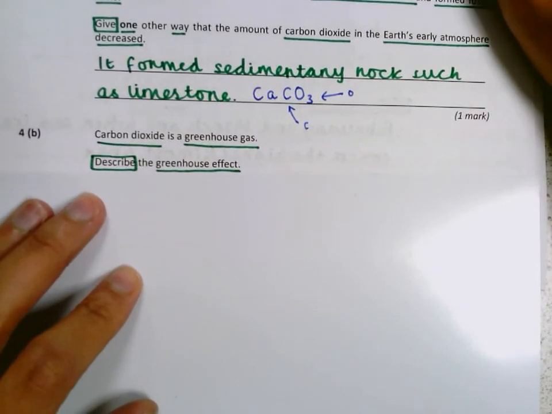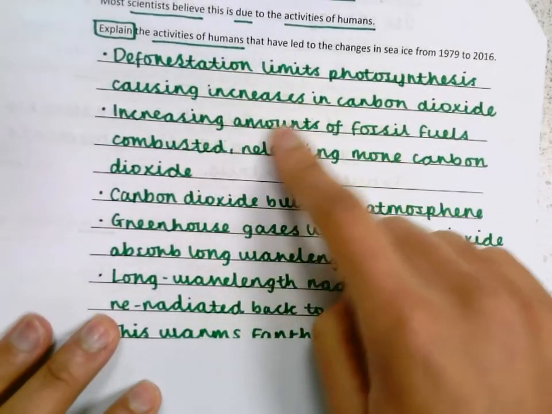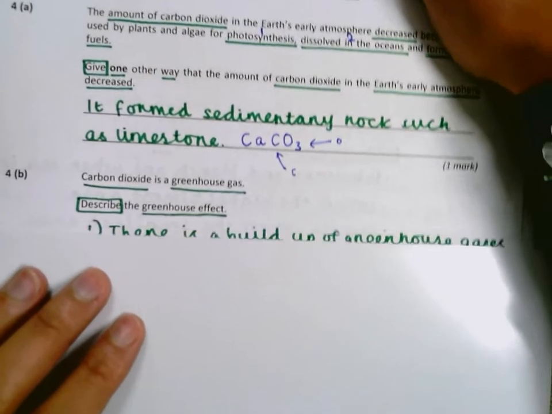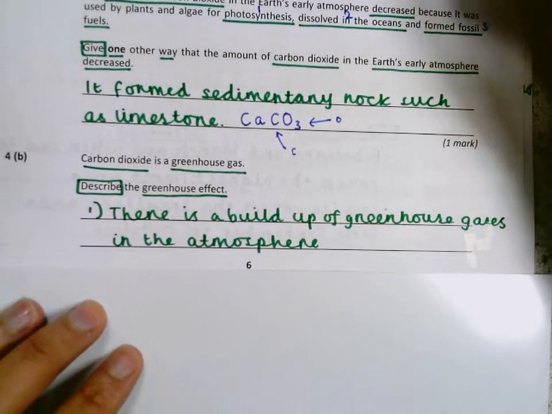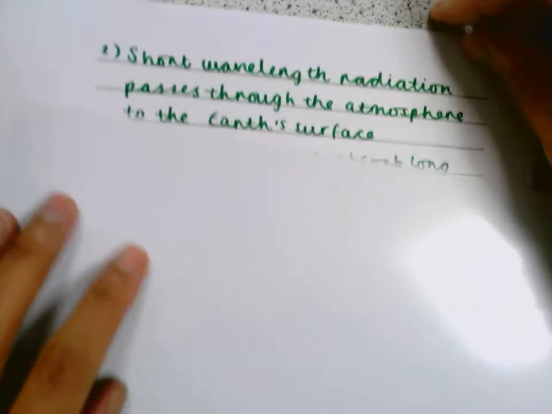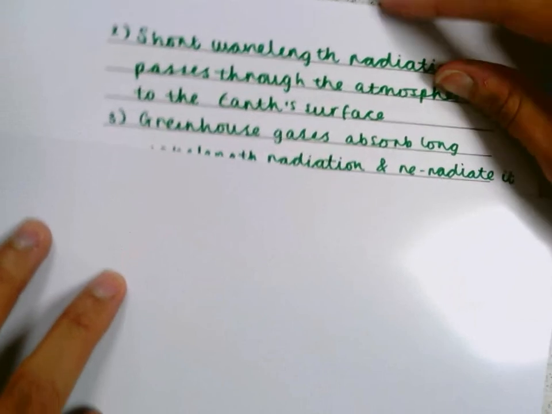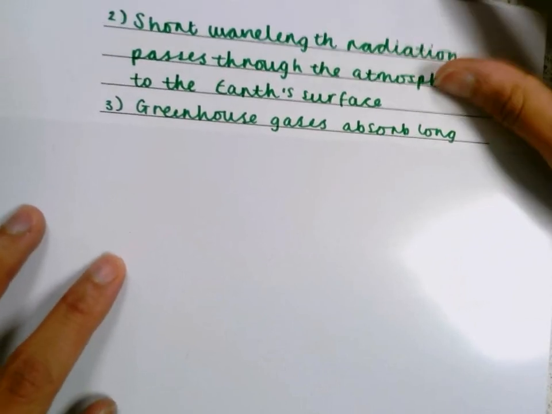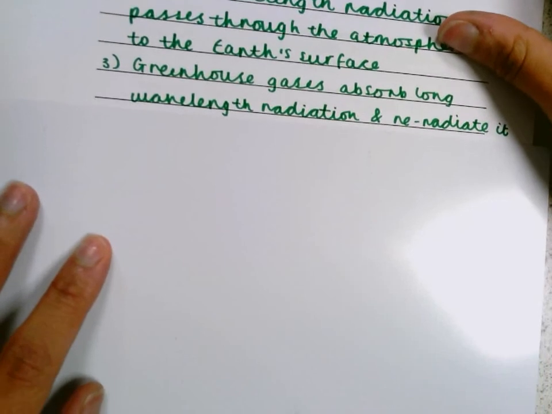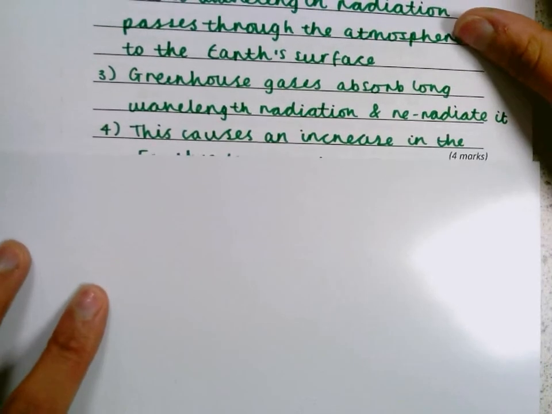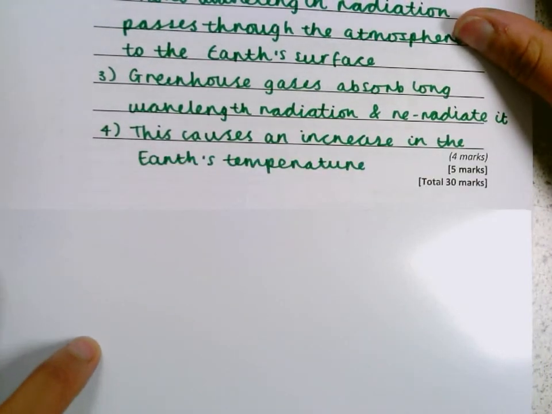Carbon dioxide is a greenhouse gas. Describe the greenhouse effect. Okay, so this is a shortened version of this, so it doesn't have the deforestation and combustion of fossil fuels, but it's got more detail of the greenhouse effect. So there's a build-up of greenhouse gases in the atmosphere, so that's because of deforestation and combustion of fossil fuels and other things. Short wavelength radiation passes through the atmosphere, so that's fine, to the Earth's surface. Greenhouse gases absorb long wavelength radiation that otherwise wouldn't be absorbed and re-radiate it, so send it back down to Earth, which causes an increase in the Earth's temperature.